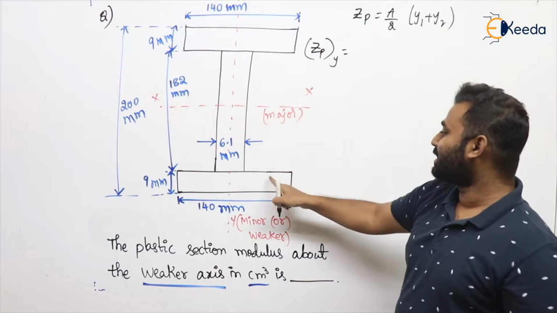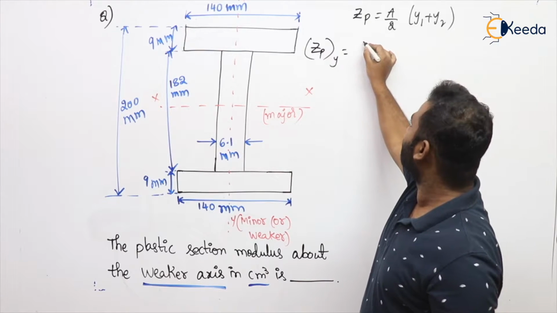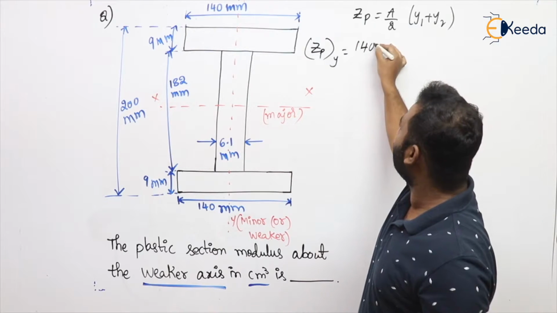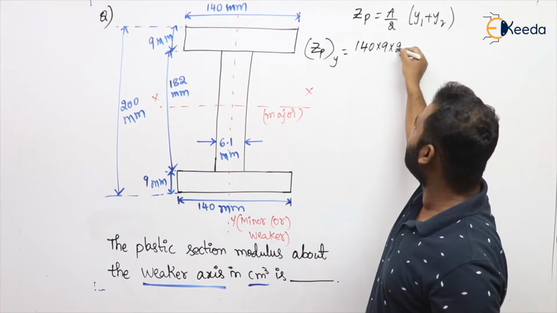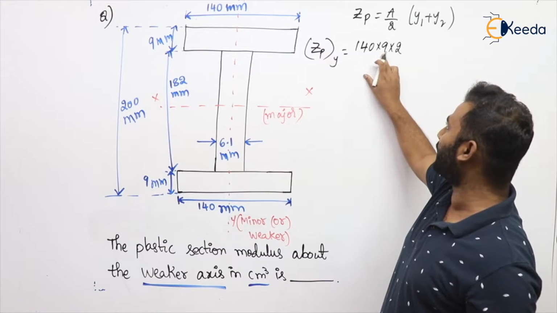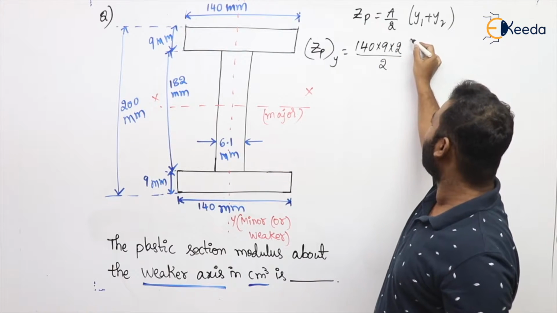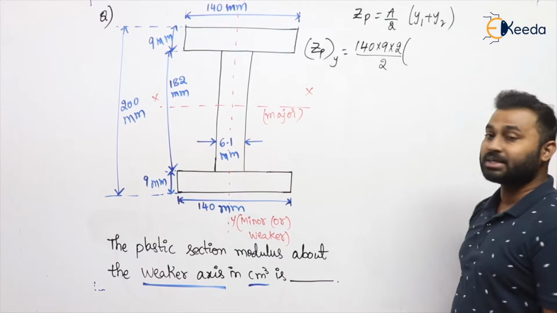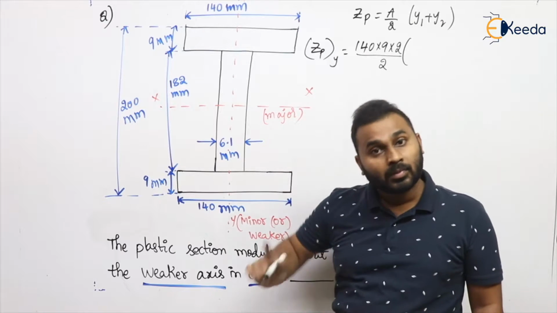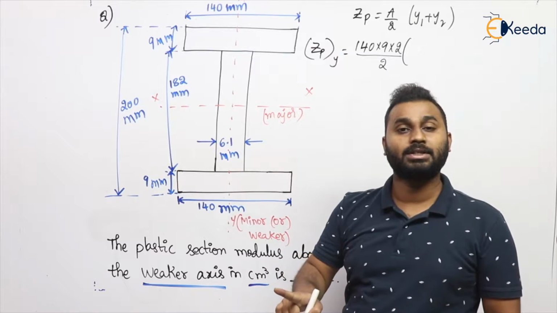As I said, first let me consider the horizontal rectangle. The area of each horizontal rectangle is 140 into 9. So the total horizontal rectangle area is 140 into 9 into 2 by 2. That is A by 2 and y1 plus y2. Now, what is the distance of the centroid?